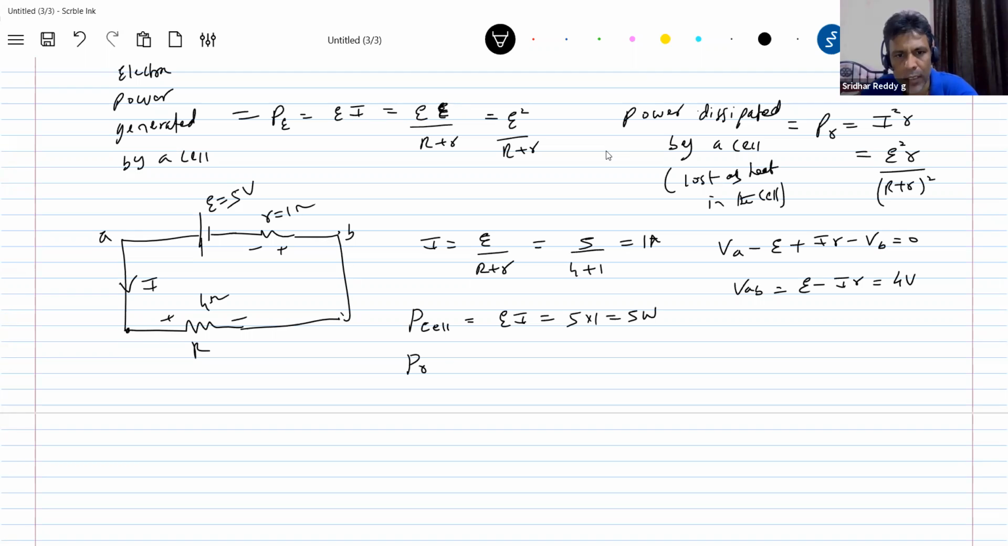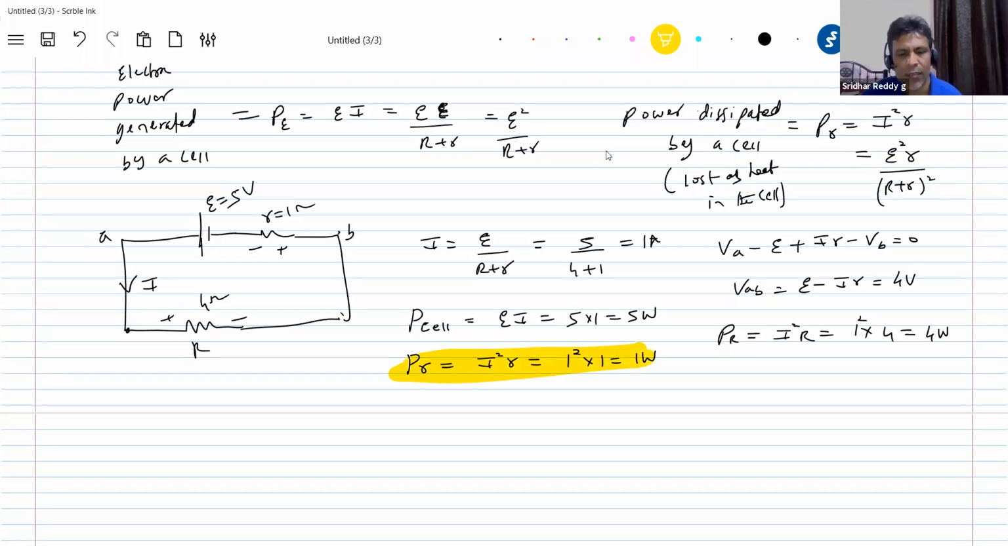What is the power dissipated by the cell itself? That should be equal to I square r. I is 1, squared, and r is 1, so 1 watt. The power available across the external circuit should be I square R, which is 1 square into 4. Now I think things are very clear in front of you. This much is lost inside the cell itself. The cell generates 5 watt, of which 1 watt is taken by the cell itself.